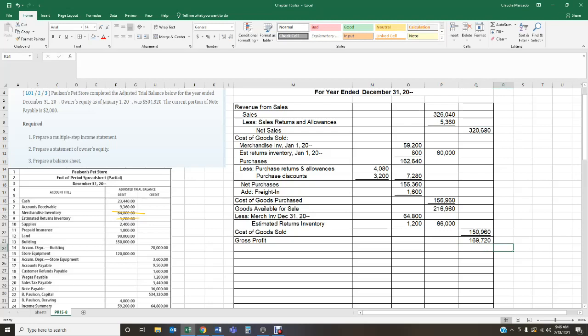So let me pause here so you can take a look at everything that we've done. First, we calculate our net revenues, our net sales. Then we calculate our cost of goods sold. We incorporate our cost of goods purchased. We deduct from our goods available for sale to get our cost of goods sold. And then we can calculate our gross profit. Now from our gross profit, we need to deduct our operating expenses.